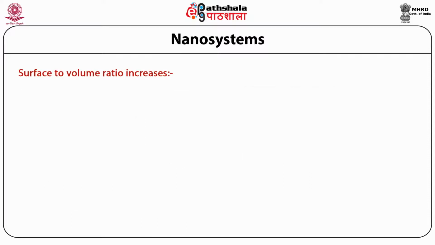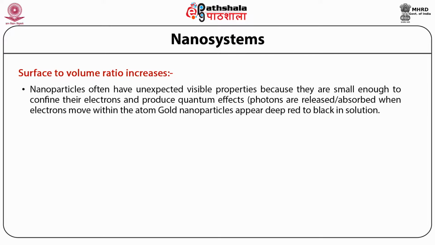Now students, let us consider the case of gold. Nanoparticles often have unexpected visible properties because they are small enough to confine their electrons and produce quantum effects. That is, photons are released or absorbed when electrons move within the atom.